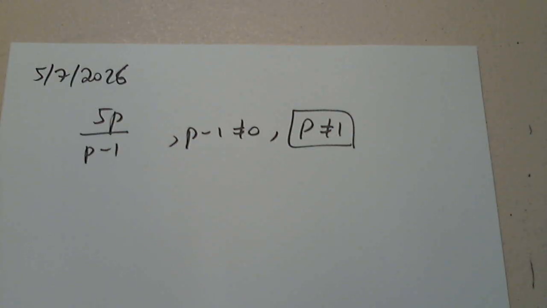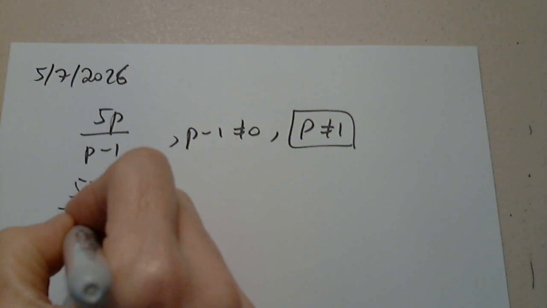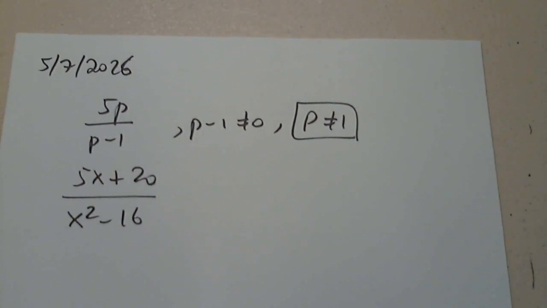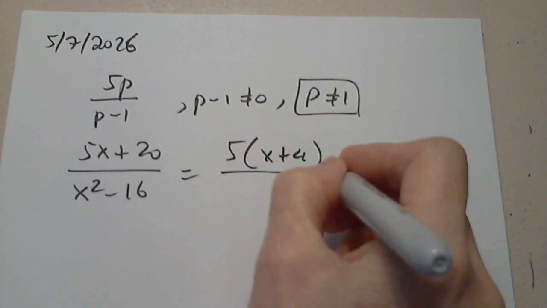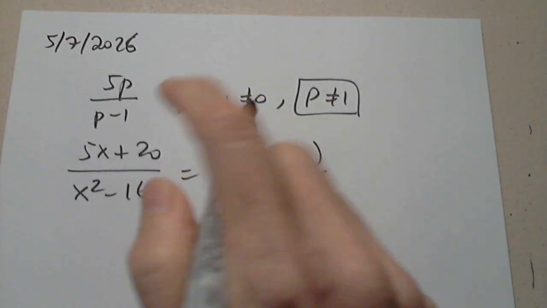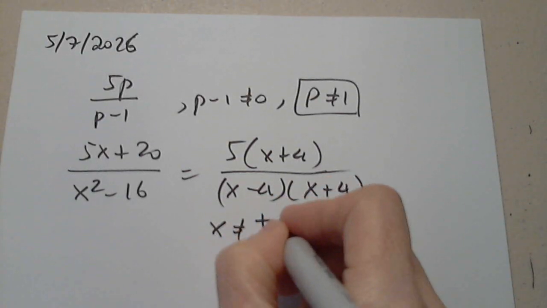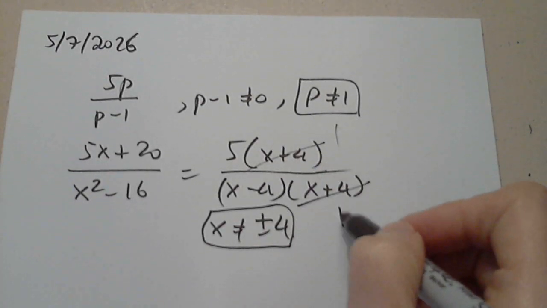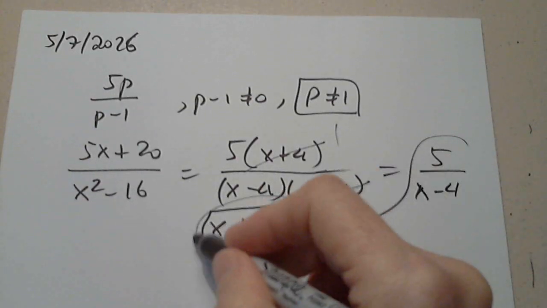On question 2, we're asked to simplify, so I have 5x plus 20 over x squared minus 16. Although this is not necessary here, it's extremely important to realize that everything has to be fully factored, and this is the difference of squares. We've seen that so many times. Please remember, it makes no sense if you don't understand the situation. So 5 over x minus 4, this is the correct answer.